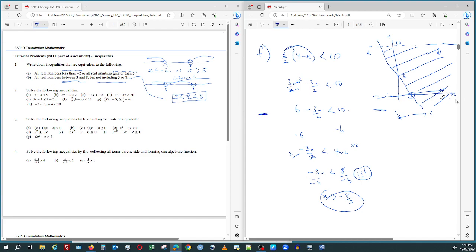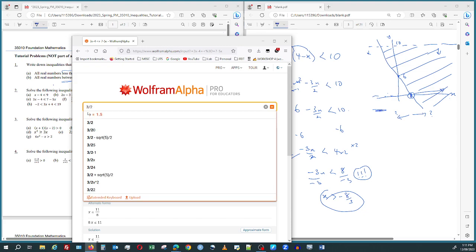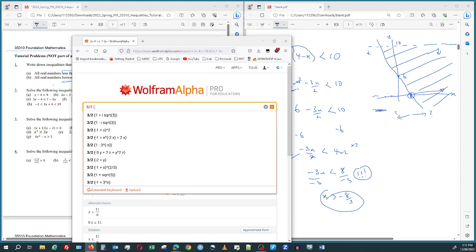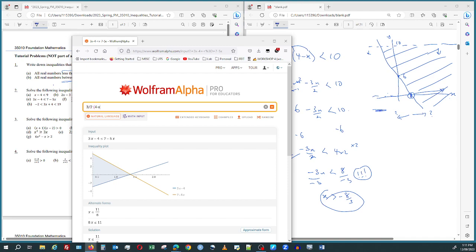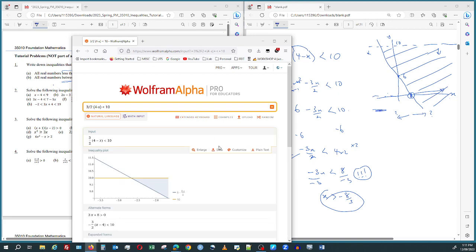So you can put that into technology to check. Of course, that's what you want to do to maintain the integrity. So we've got 3 divided by 2, then we've got 4 minus x is less than 10. We'll just see if that pans out right. Hopefully it'll put that's it, that's what we want. At this point that looks like what we've got. So there's our 10, and it's coming down to our values.